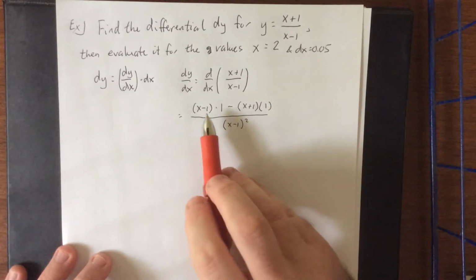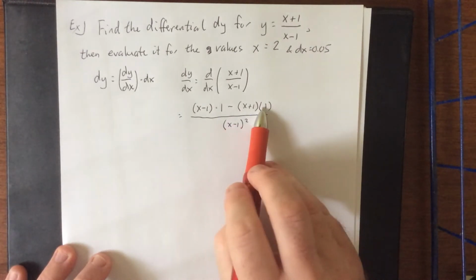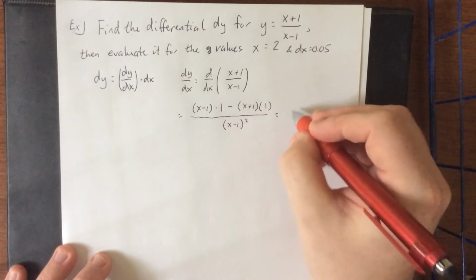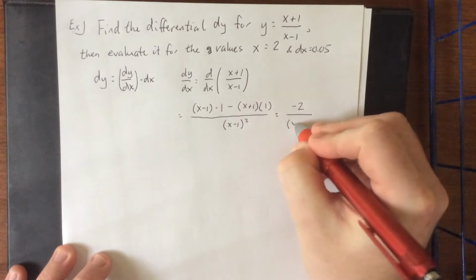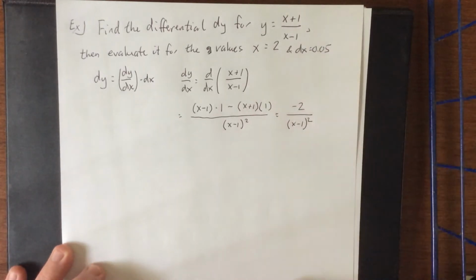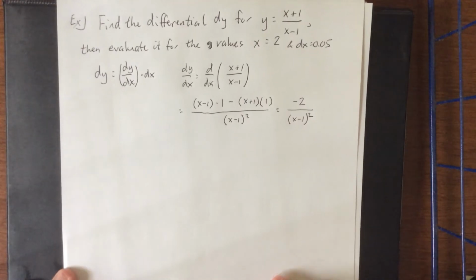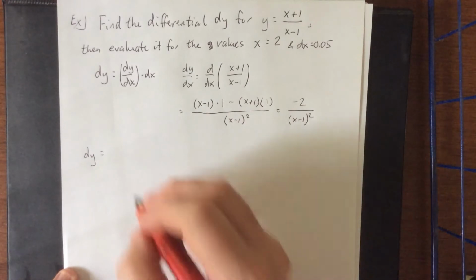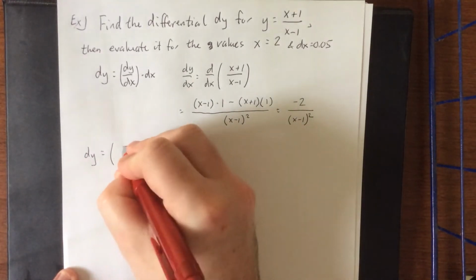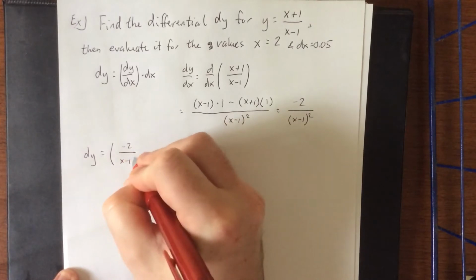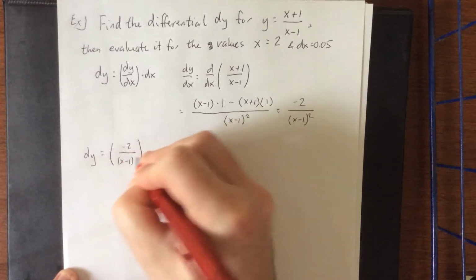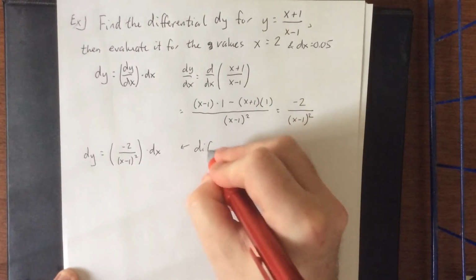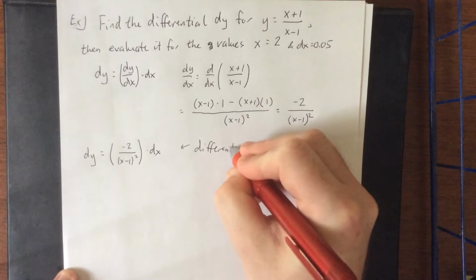Now once we simplify this numerator, I see an x times 1 minus x times 1, those will cancel. We also have a negative 1 times 1 minus positive 1 times 1. That is negative 1 minus 1, and that'll be negative 2. So the expression for our differential is that dy is going to be equal to negative 2 over (x minus 1) quantity squared times dx. This is the answer for the differential of the given function.